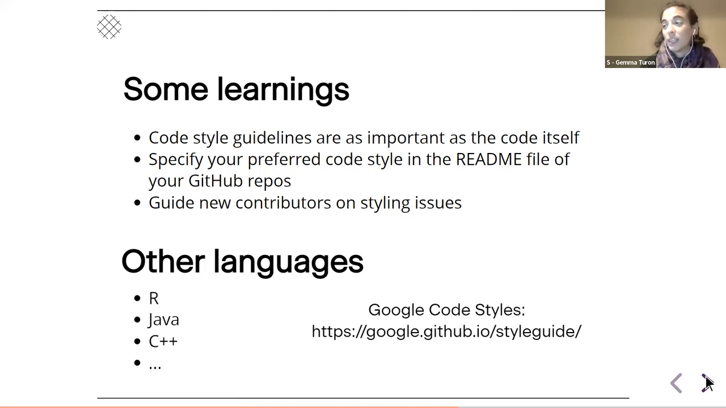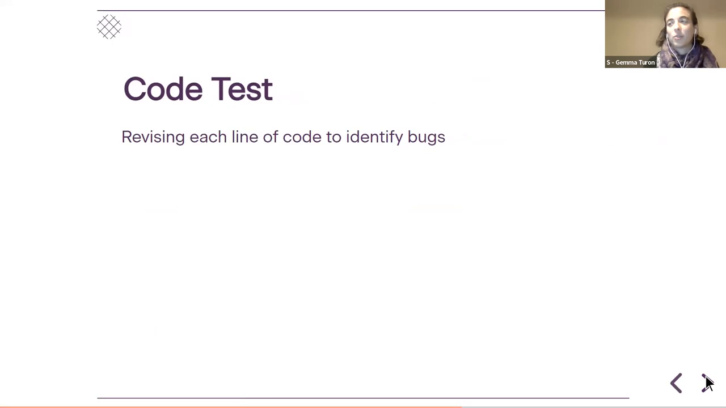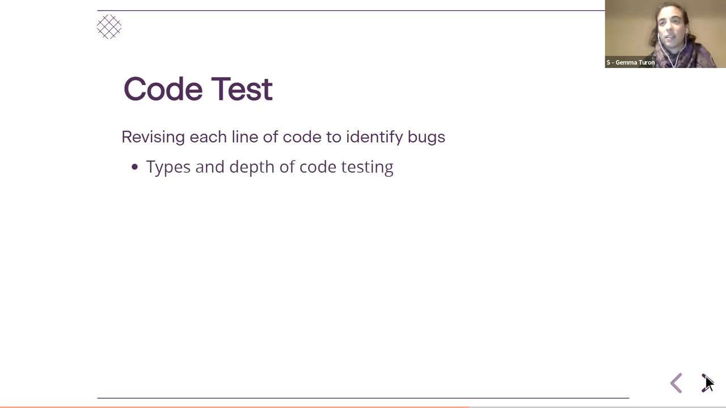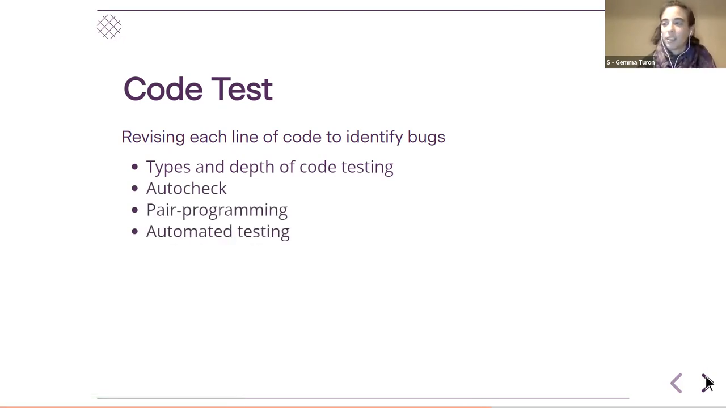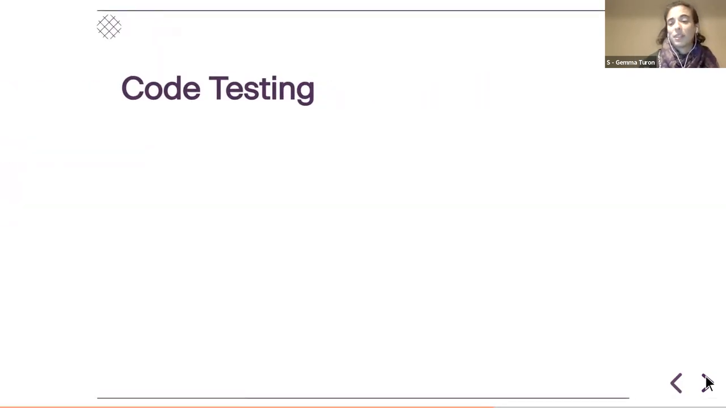Okay, so before we finish, let's jump quickly into code testing, which is not exactly the same as code styling, right? Code testing refers to revising your code to identify bugs, as you can imagine by the name. We'll talk about the different levels and depths of code testing that you can do, then some automated tools for checking code, and pair programming.